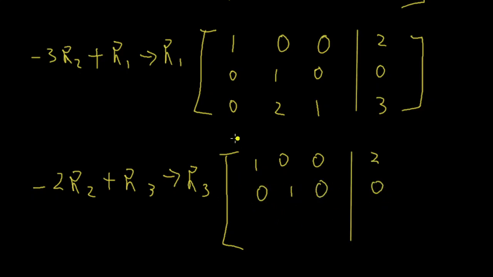Okay, so row 3. -2 times 0 is 0. 0 plus 0 is 0. -2 times 1 is -2. -2 plus 2 is 0. -2 times 0 is 0. 0 plus 1 is 1. -2 times 0 is 0. 0 plus 3 is 3.